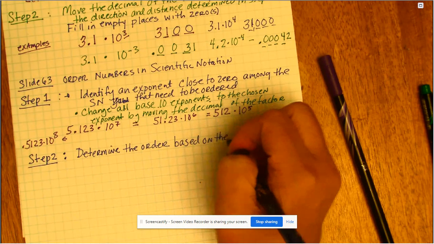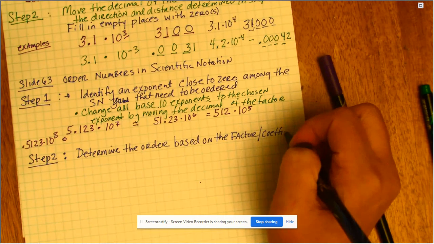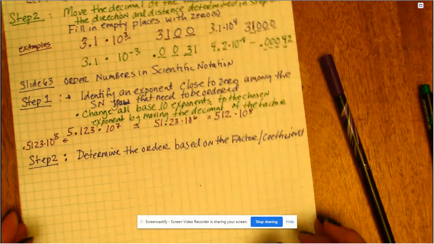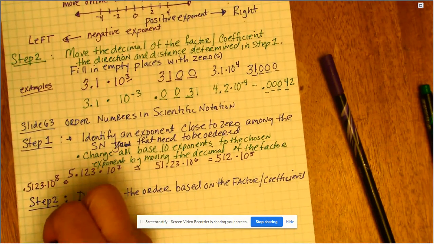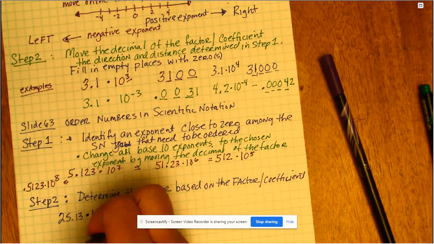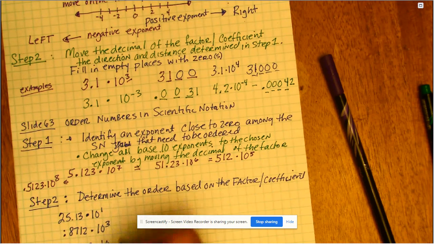based on the factor coefficient. So imagine if we had 25.13 times 10 to the first. And then we had 0.8712 times 10 to the third power. And here everything isn't going to be in scientific notation. That's okay. 0.073 times 10 to the fourth power. And 87.3 times 10 to the second power.